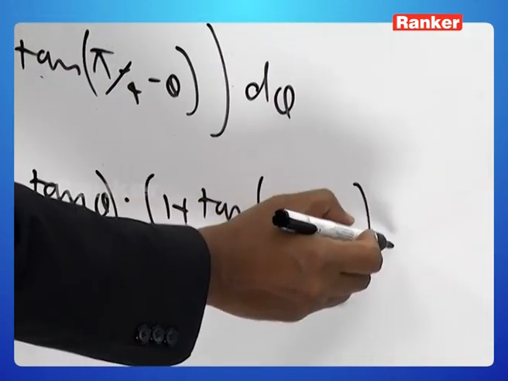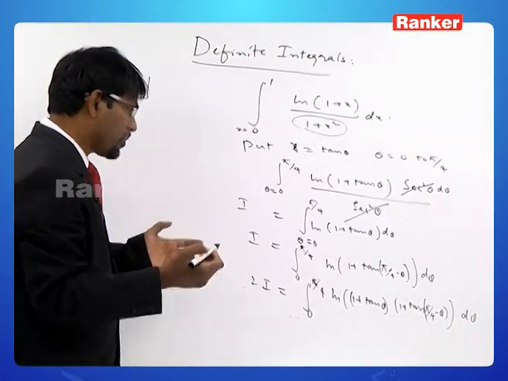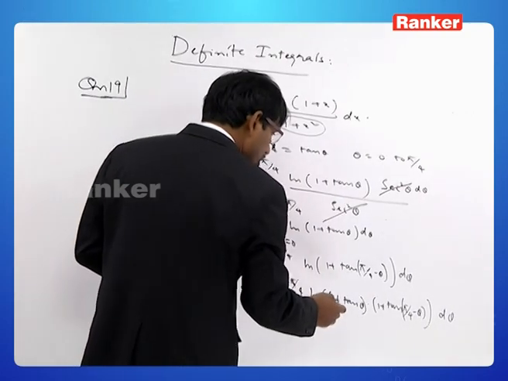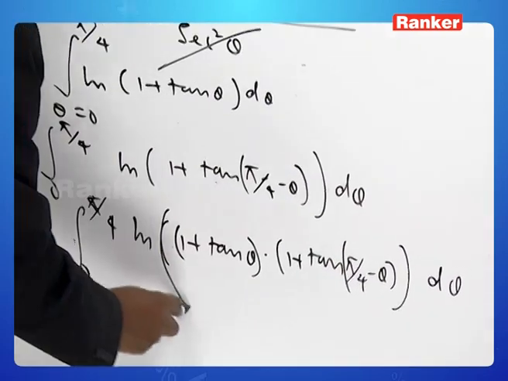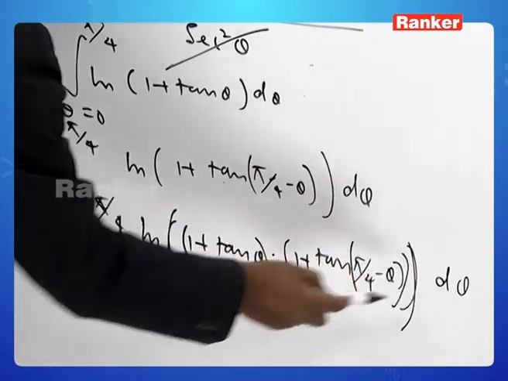So what do we use? We just use the property of logarithm. Log x plus log y is log of x into y. So I just made use of that. So we have here this bracket, and one more bracket.